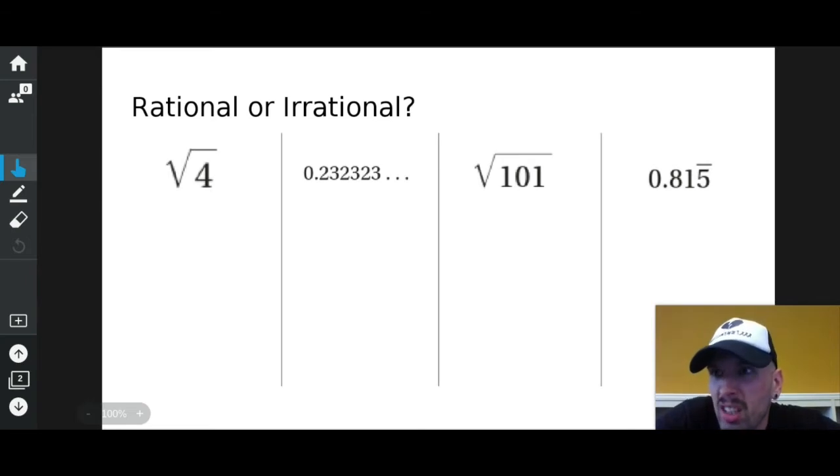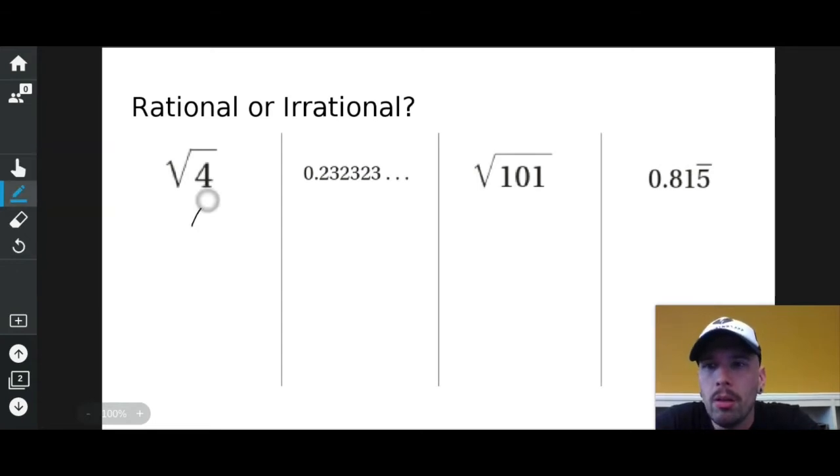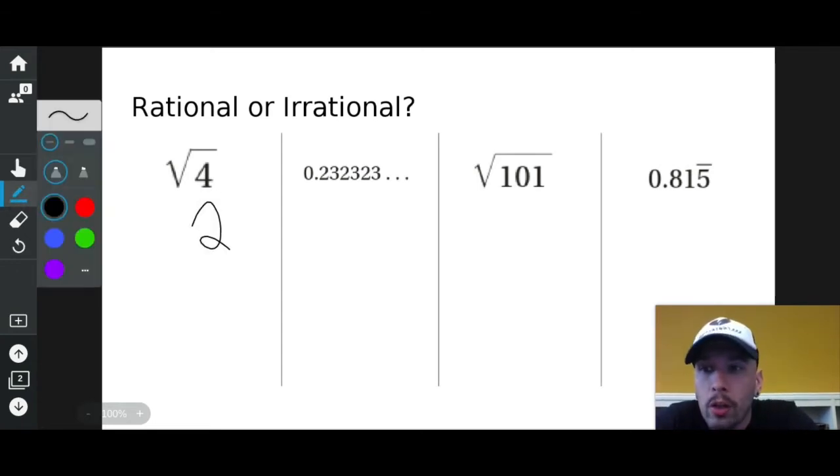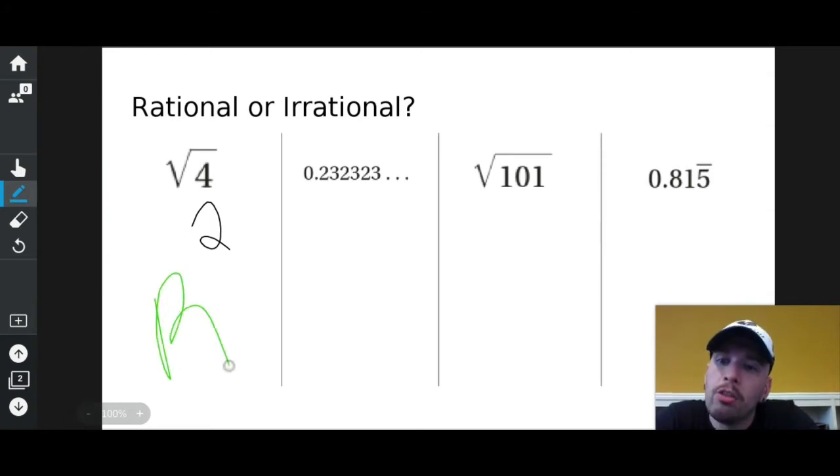Rational is like a regular old number that you can write as a fraction, like 5, or 5 over 7, or point something repeating, or a pattern, or whatever. Now, square root of 4. That's 2. Can I write 2 as a fraction? Well, certainly I can: 2 over 1. Is this rational or irrational? Rational, because 2 can be written as 2 over 1.